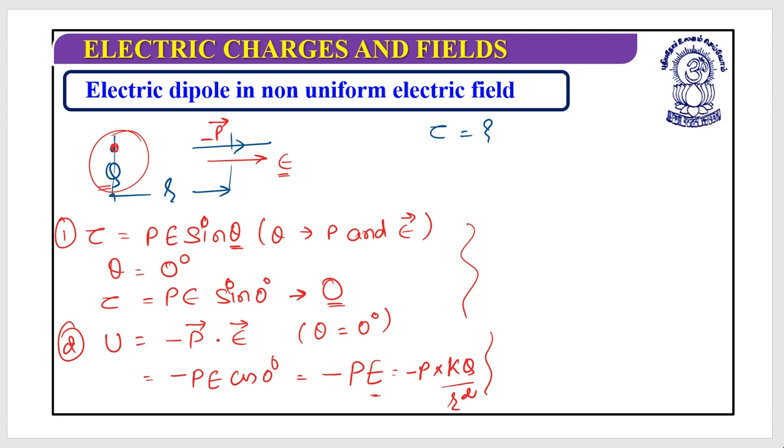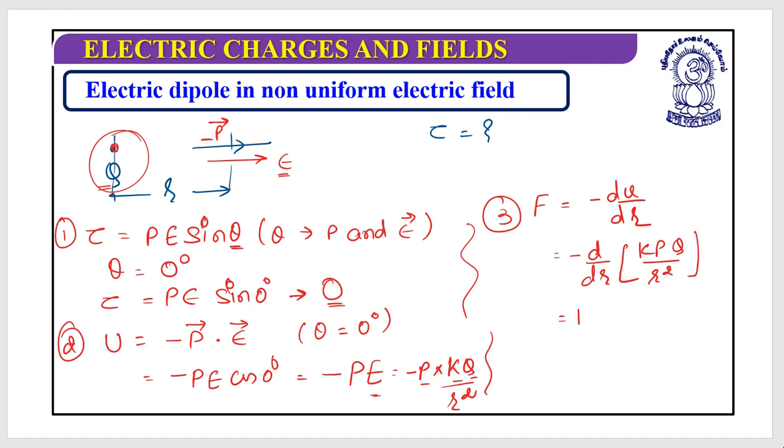Now last and very important, what is the force acting on the dipole? In 11th class you have studied this relation: F is equal to minus of dU by dr. U represents here the potential energy and r represents the distance. So if I do this, this is minus of d by dr of kpq by r square.